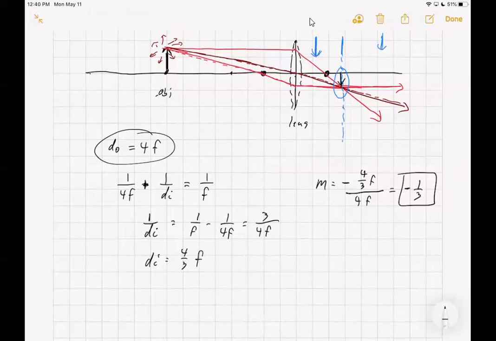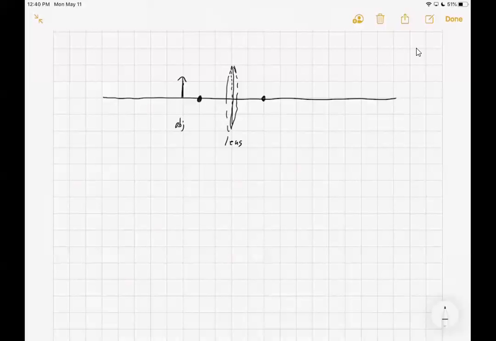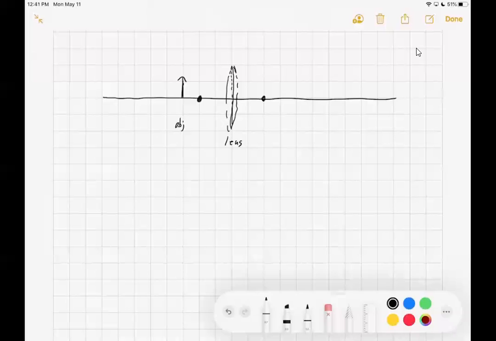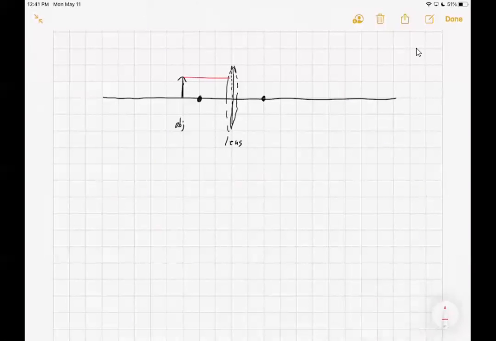Okay, so we're going to now move the object in closer to the focal point and see what happens. Okay, so now we have an object that's about 1.5 focal lengths away from the lens. So let's see what that does. So it's still outside of the focal point, but it's close to the near focal point of the lens. So ray 1 goes in parallel and out through the far focal point.